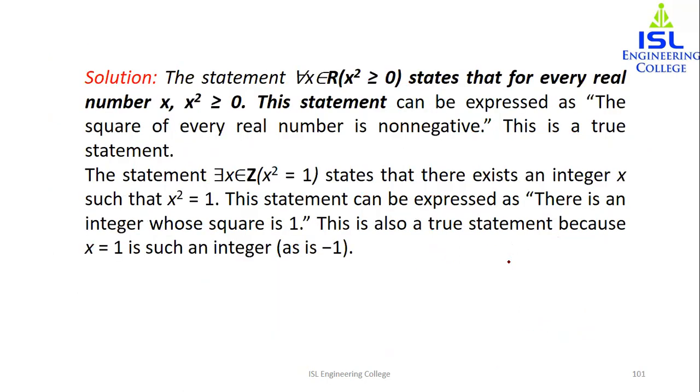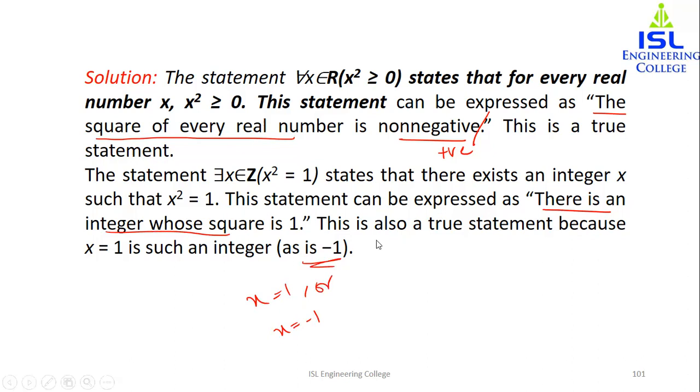Let's see the solution. This statement, x square greater than or equal to 0, says the square of every real number is non-negative, or instead of non-negative, you can even write positive. Similarly, for this one, the statement is there is an integer whose square is 1. Examples are x is equal to 1 and also x is equal to -1.